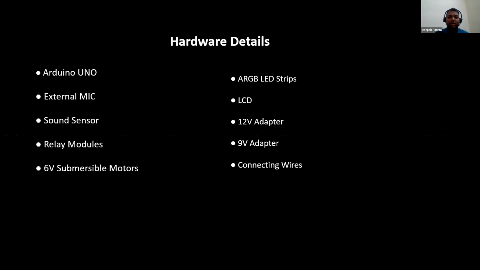Then coming to our hardware details, we have the Arduino Uno, the basic chip. Then we have some external mics, sound sensors, relay modules, and 6-volt submersible motors that we further upgraded to 12 volts. Then we had the ARGB LED strips, the LCD screen, a 12-volt adapter, a 9-volt adapter, and some connecting wires. The 12-volt adapter was for the submersible motors, and the 9-volt adapter was to power the Arduino chip.